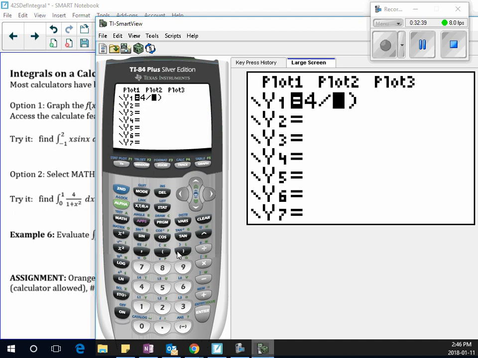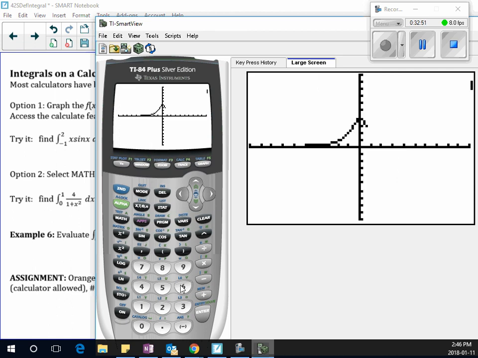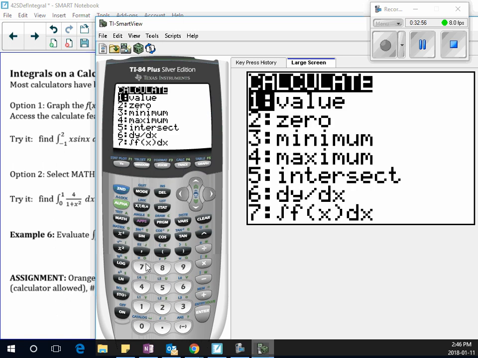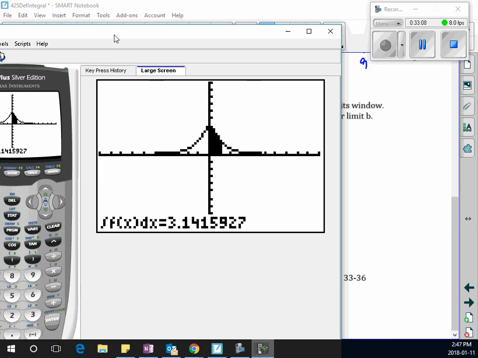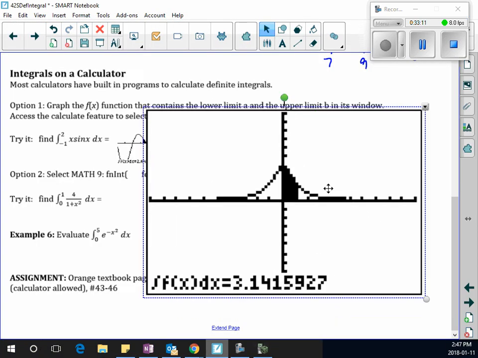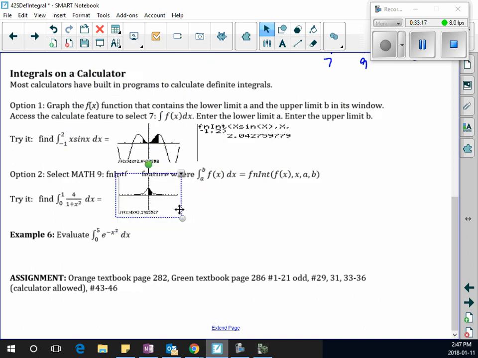So I still say you should learn it that way. So 4 divided by bracket 1 plus x squared bracket. Then I'm going to zoom, standard, which is 6. Then I go to calculate, second calculate, number 7. The lower limit was 0 and the upper limit was 1. Did you get 3.14? Look at that, it's pi. Oh, you got more digits, you're saying?